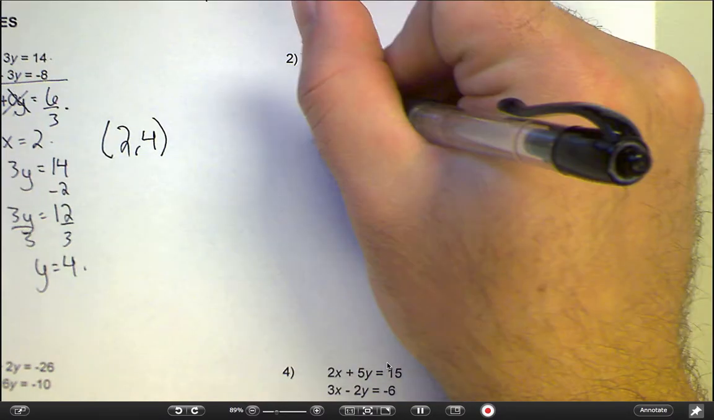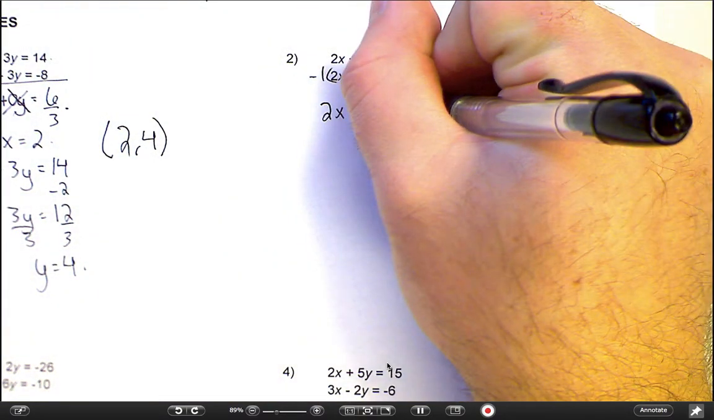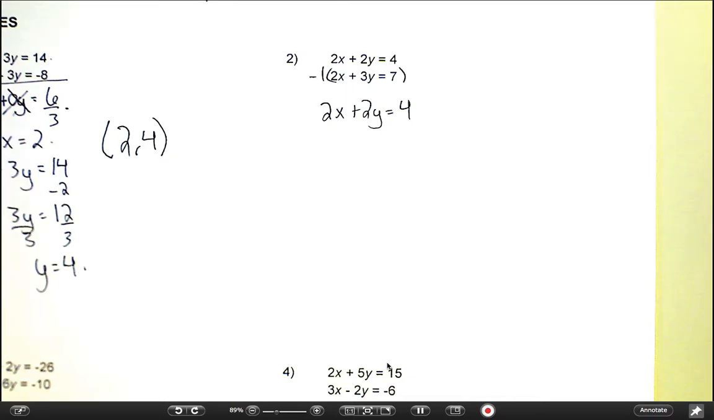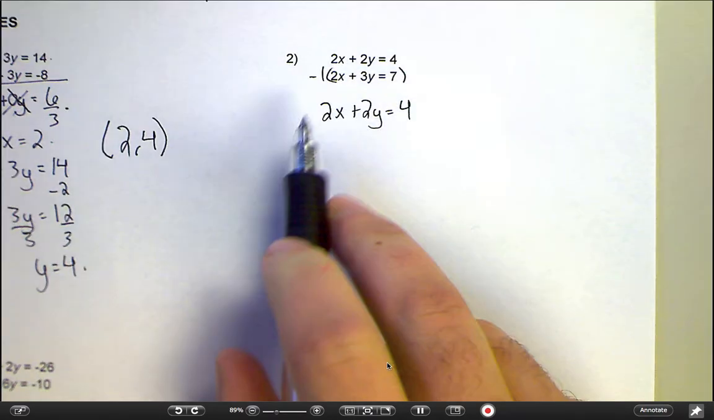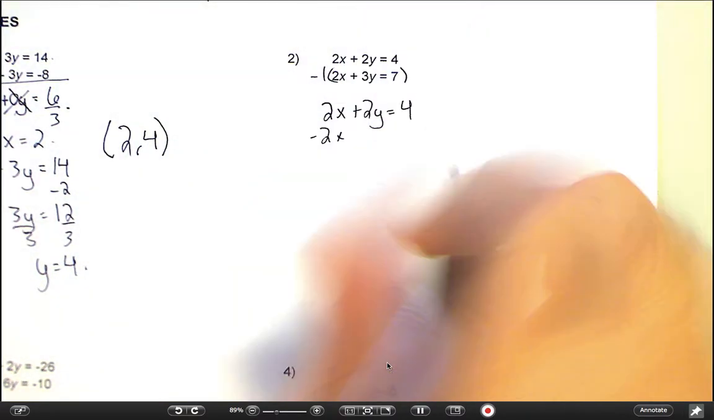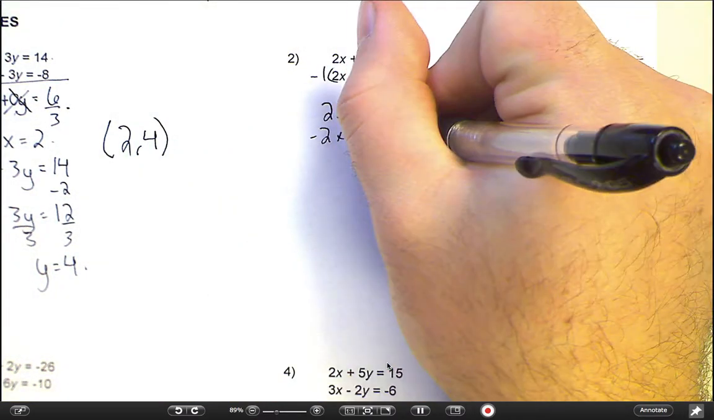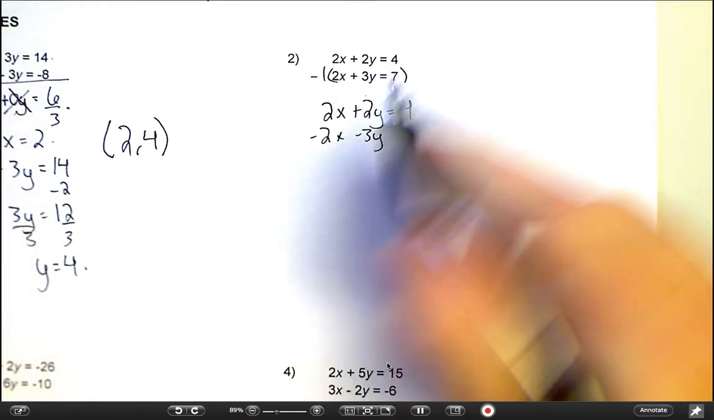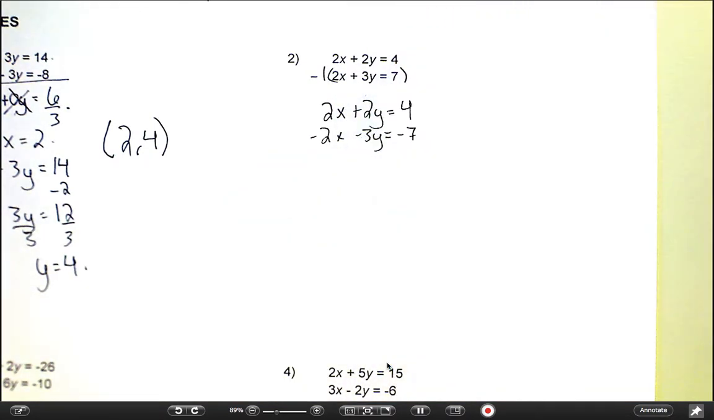Okay? Now that first equation, I'm not going to change at all. So I'm just going to bring that down. 2x plus 2y is equal to 4. The second one I'm going to actually multiply through by that negative 1. So negative 1 times 2x gives me negative 2x. Negative 1 times 3 gives me negative 3y. Negative 1 times 7 is the negative 7.